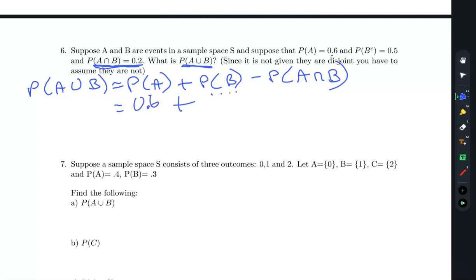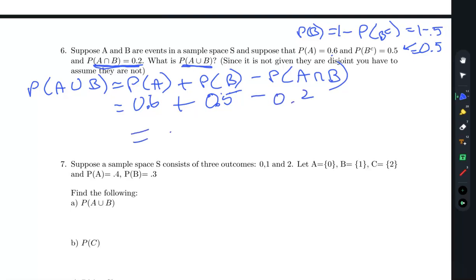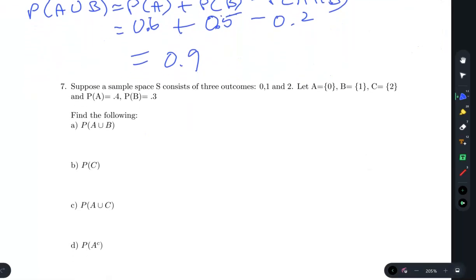Probability of B, well, that's going to be 1 minus, right? So probability of B is 1 minus the probability of B complement. And so that's going to be 1 minus 0.5, which is 0.5. So that's what this is, 0.5. And then I'm going to subtract this off. And so all of this gives me 0.9.